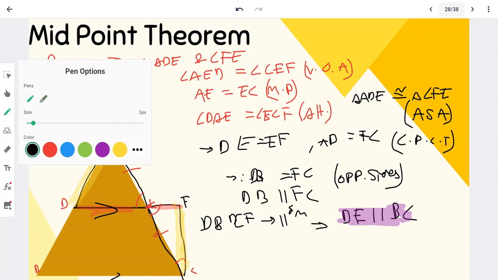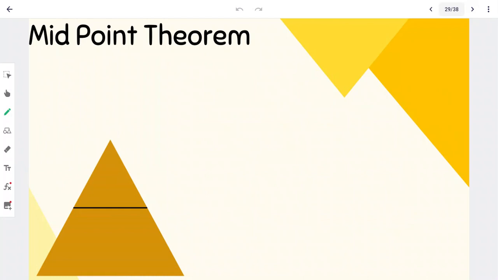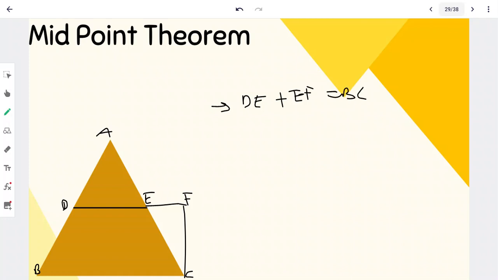Now similarly, once you have found that, I will just draw it once more. Look over here. A B C. This construction is very important. D E F. Now look over here. Once this is done, we can say that DE plus EF will give me BC. Correct, that will give me BC.